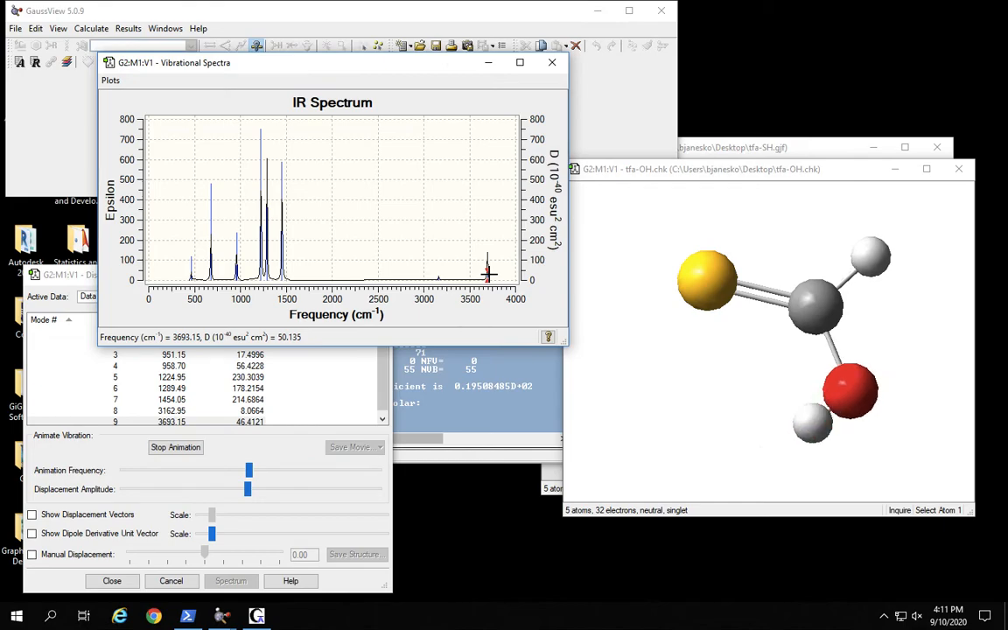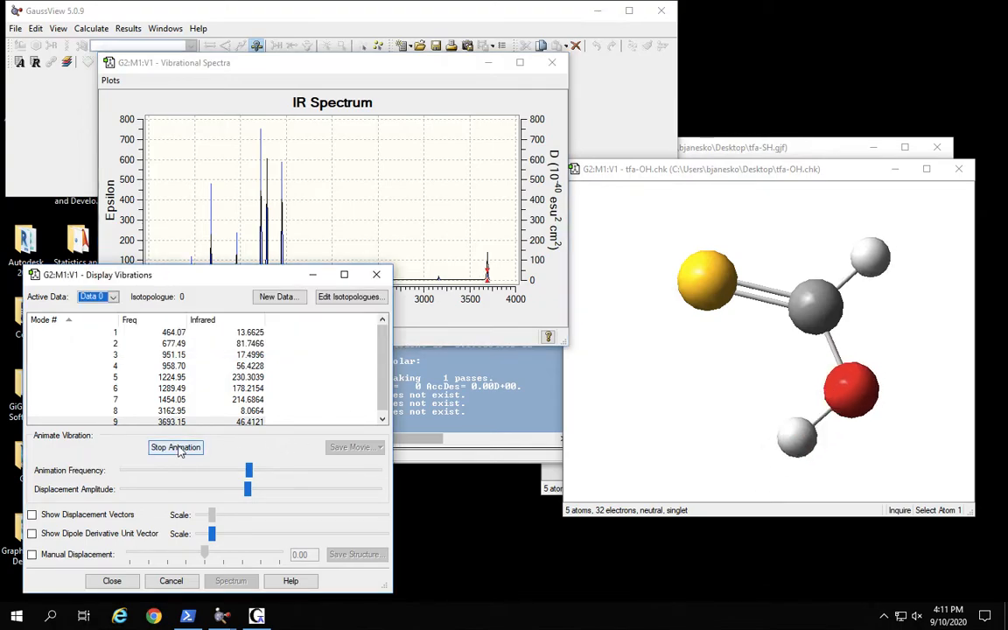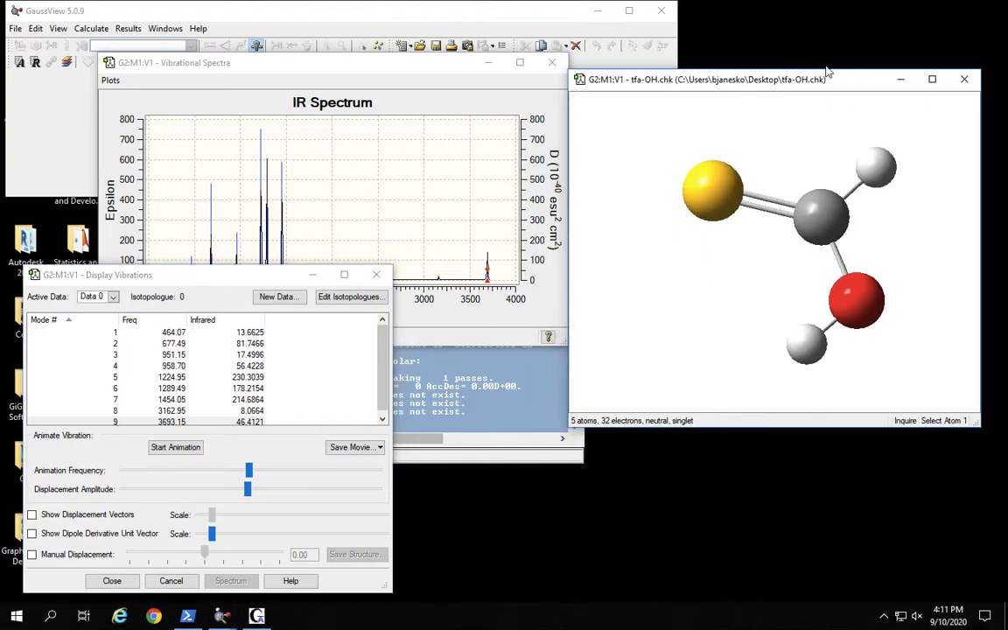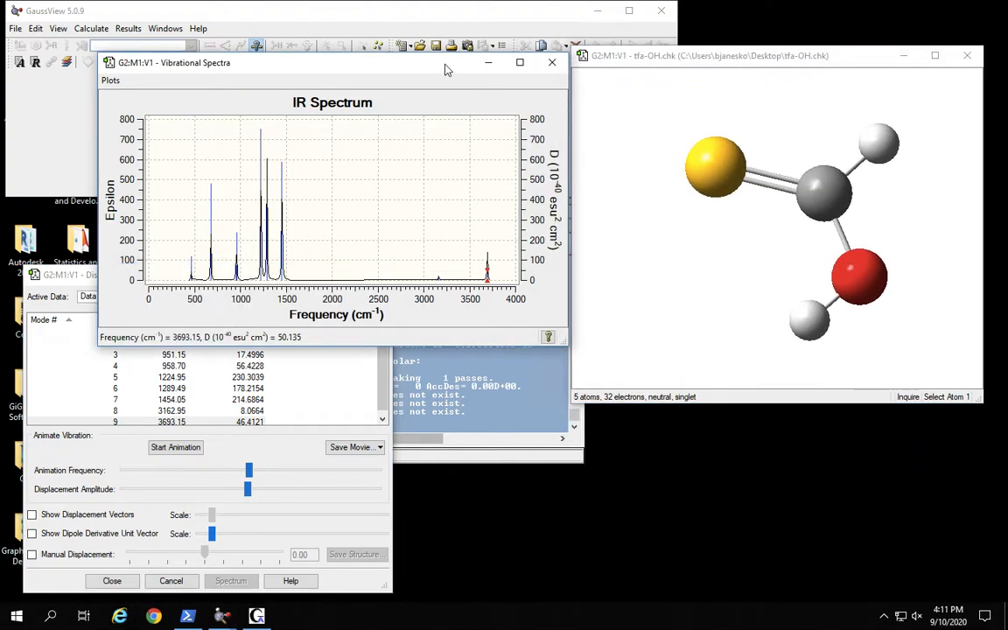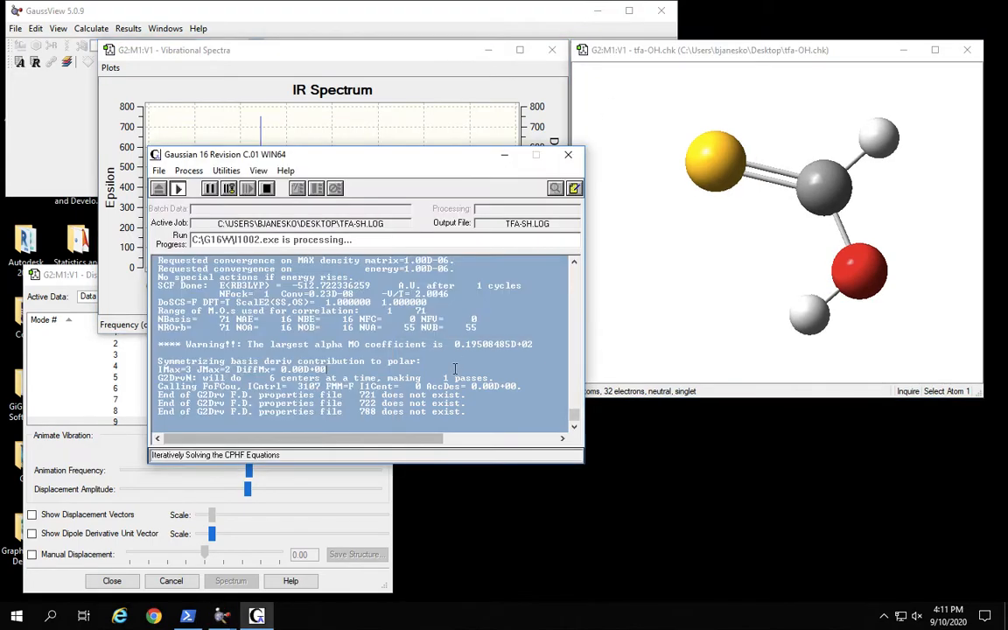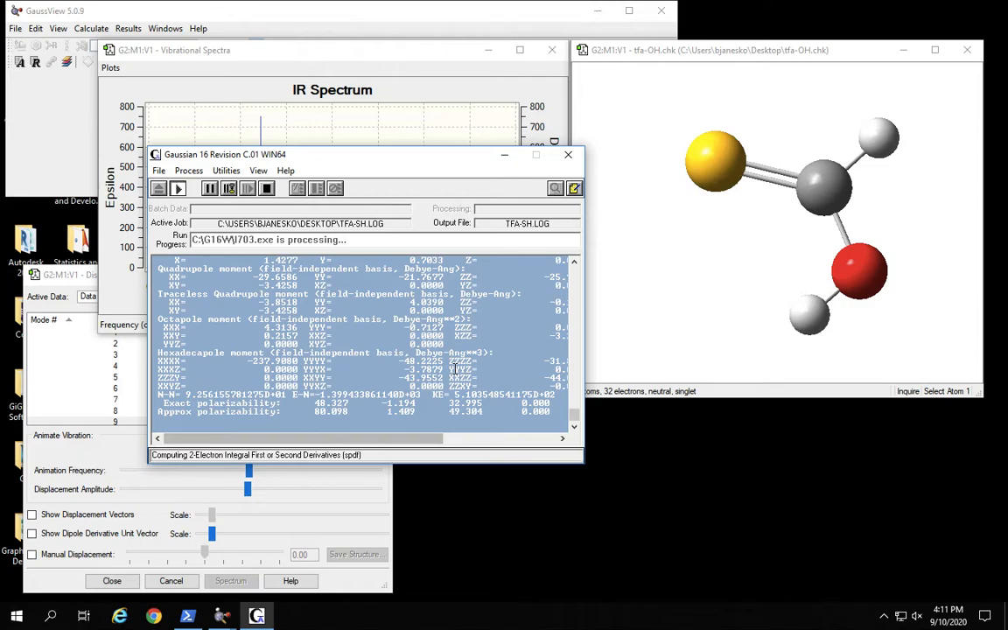Now, as this calculation runs, I'm also going to see the corresponding IR spectrum of the SH molecule, which we'll get to look at in just a minute. So I'll stop the animation here, close this down, and just wait for things to finish, because my SH tautomer is almost done. Just a couple more integral second derivatives. It'll build the Hessian, it'll diagonalize it, and we'll get the predicted peaks.